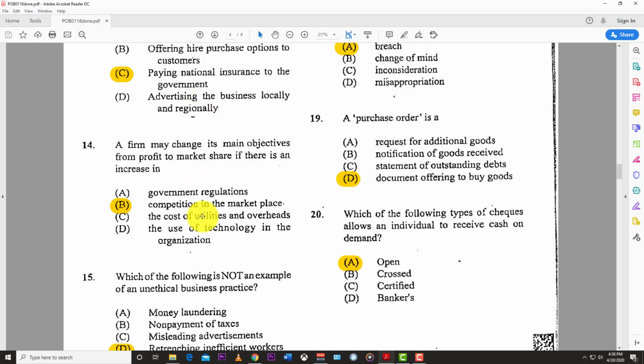Number 14, a firm may change its main objectives from profit to market share if there is an increase in, and the best answer is B, competition in the marketplace.